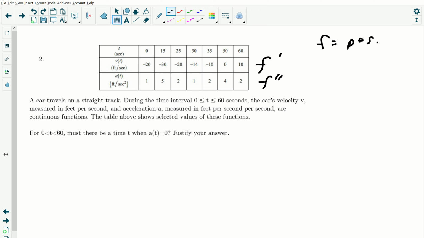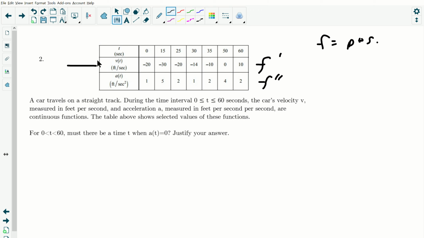Well, if I'm looking at the acceleration row right here, the first thing I'll notice is that I go from 1 to 5 to 2 to 1 to 2 to 4 to 2. At first glance, it doesn't appear like I go through 0 because all these numbers are positive and they never dip into the negative region. But that might not be a full picture because, once again, we only have a limited snapshot of certain time values. We don't know what's happening at all times.